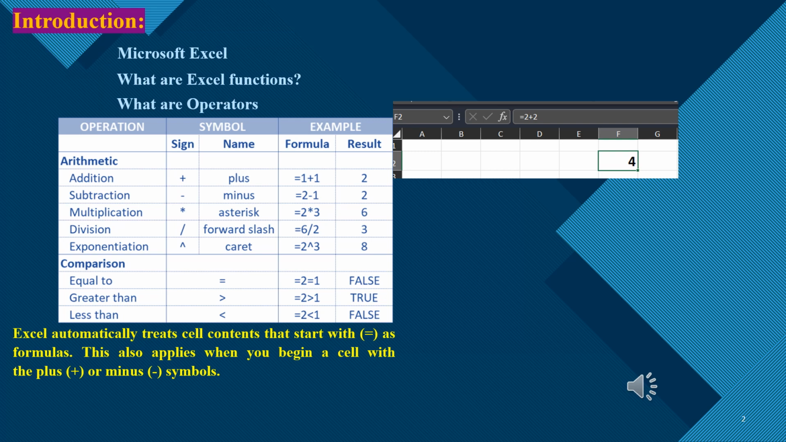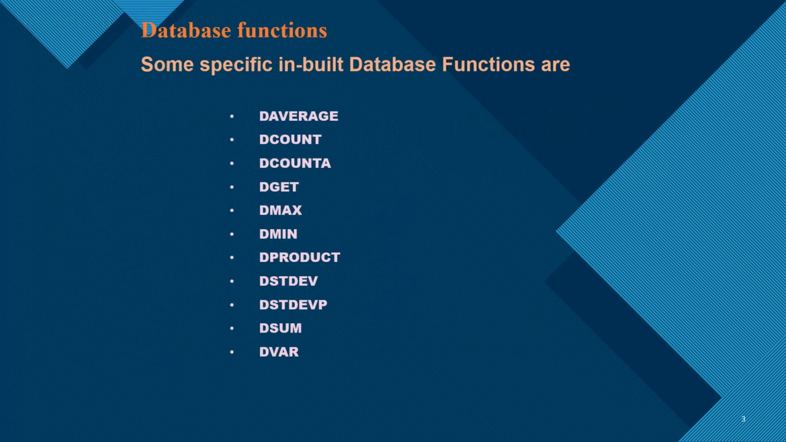In that slide, I have given a few operators. For example, arithmetic operators, you all know: plus, minus, multiplication, division. These are called arithmetic operators. Then some comparison operators: equal to, greater than or equal to, less than or equal to. Operators like that can be used. Excel automatically treats cell contents that start with equal as formulas. This also applies when you begin a cell with the plus or minus symbols.